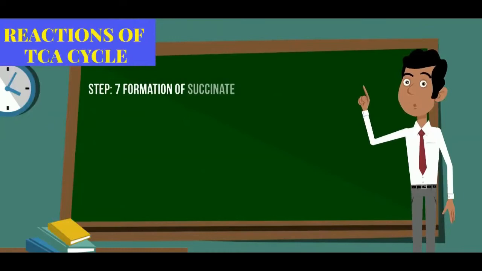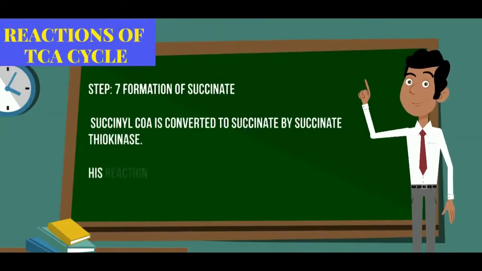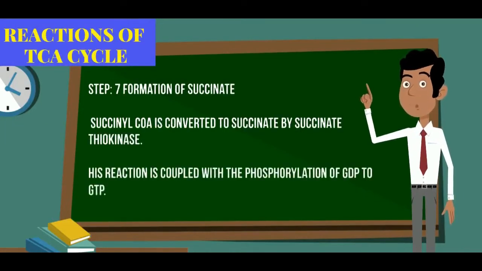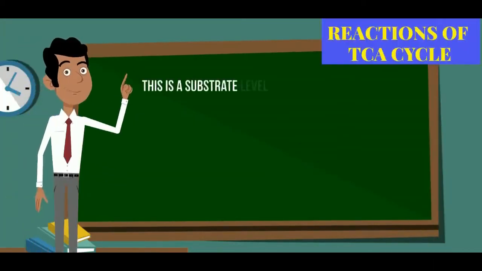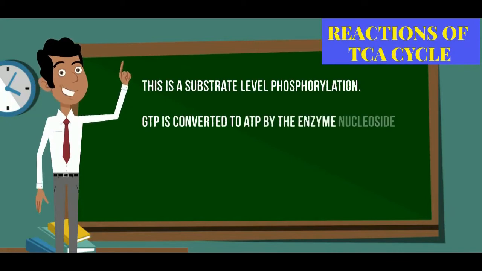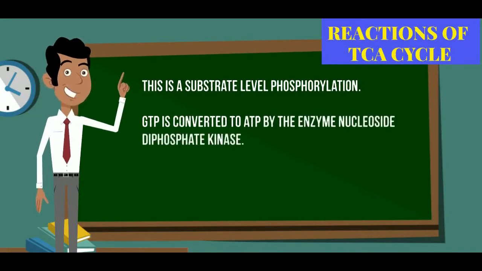Step 7, formation of succinate. Succinyl-CoA is converted to succinate by succinate thiokinase. This reaction is coupled with the phosphorylation of GDP to GTP. This is a substrate-level phosphorylation. GTP is converted to ATP by the enzyme nucleoside diphosphate kinase.